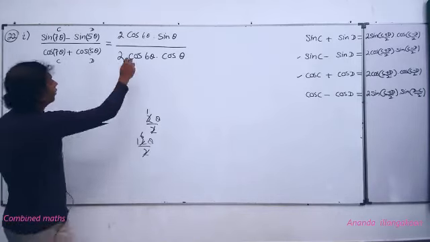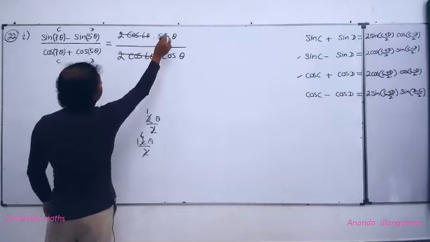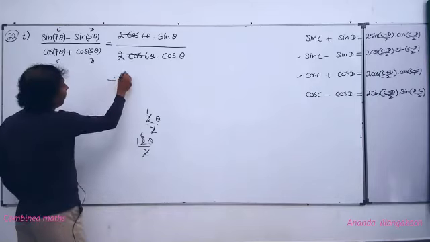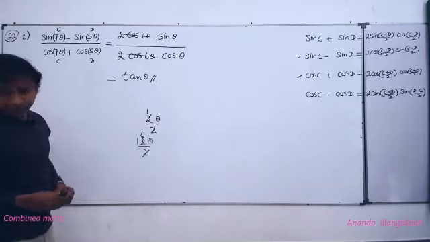Now you can cancel this 2 cos 6 theta with this 2 cos 6 theta. Now we have sin theta by cos theta. You know what sin by cos is? It's tan theta. This is how we prove that.